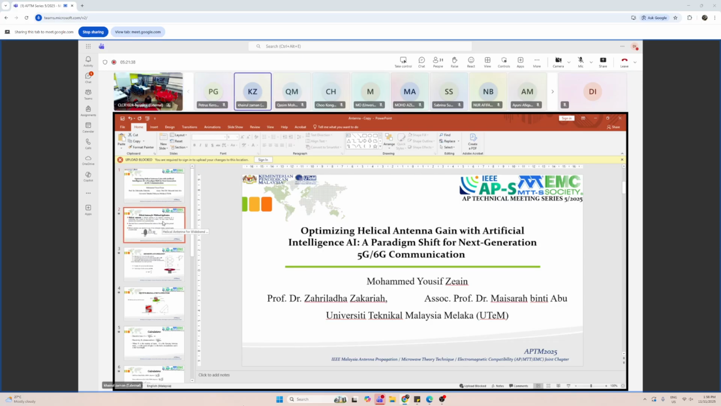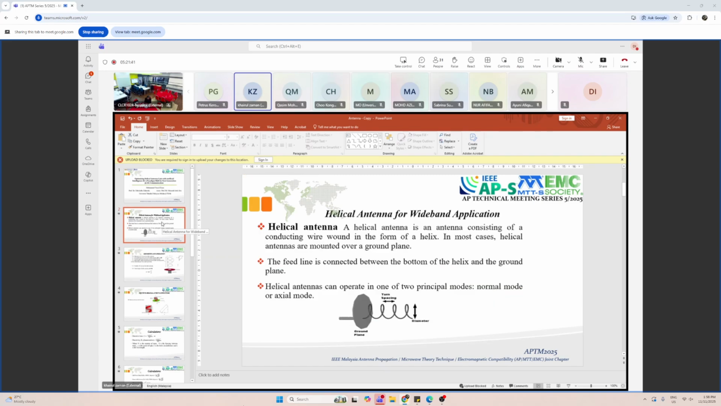Okay, thank you. So, helical antenna is one type of antenna. Helical antenna or helix, same meaning actually. We have two types of helix. One is the helical antenna built on the ground plane, which is using wire. This one is called the traditional helical antenna. The feed point will be connected between the bottom of the helical antenna, as we can see here, and the ground plane.